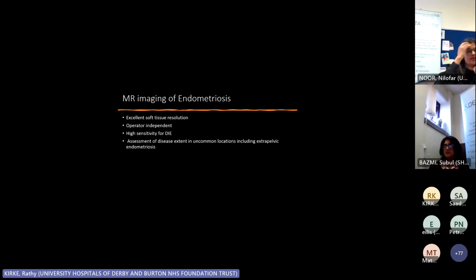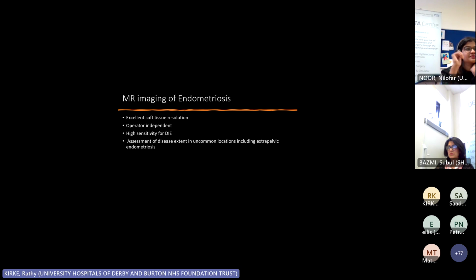Now, why MRI? I think it's because you've got an excellent soft tissue resolution. The information is there. You don't have to hunt for the information. It's already there. It's presented to you in nice pictures. You just have to look for it. It's not dependent on the operator. So once the patient can go into an MR scanner and lie fairly still for a certain amount of time, we get the images we need.